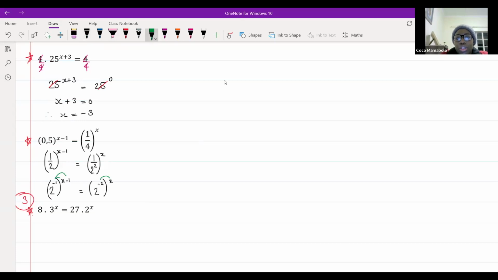So I then get 2 to the power of -x plus 1 is equal to 2 to the power of -2 times x, which is -2x. So my bases can drop. I will then get -x plus 1 is equal to -2x. Then we just switch things around. -2x will go to the other side and +1 will go to the other side. So I will end up with -x plus 2x is equal to -1. And -x plus 2x is just x. Therefore, x is equal to -1. That's my final answer there.